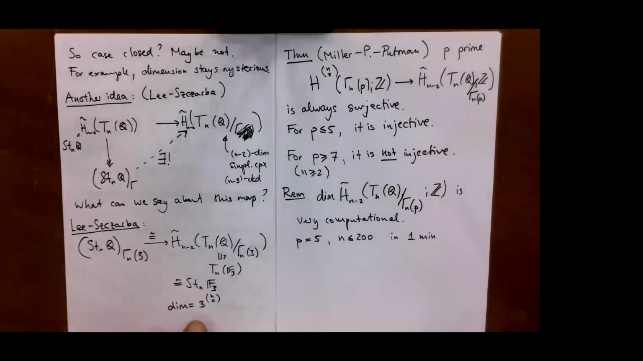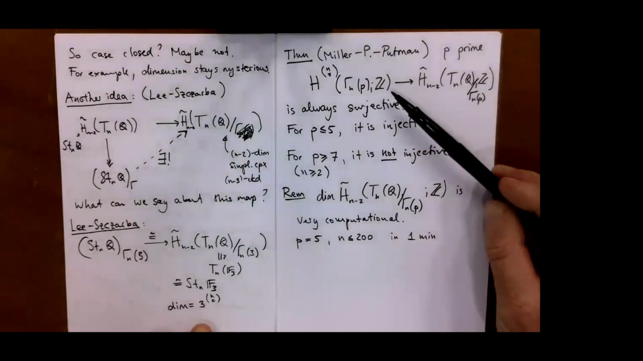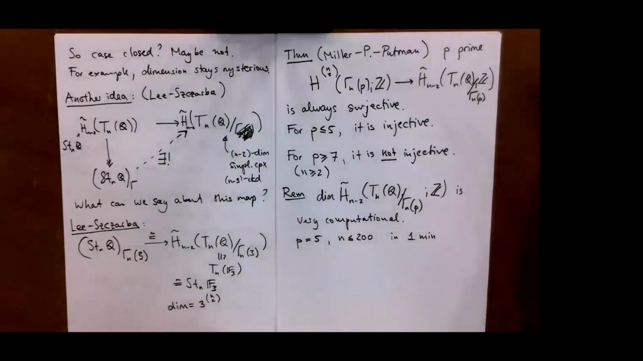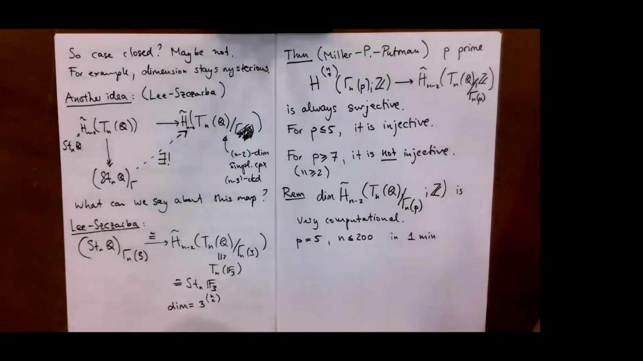No, this is free abelian. Yes, but the TNQ of gamma and p, is it still the Steinberg module of the building? I mean, no. This is not the Steinberg module of F5 exactly. This is considerably larger.